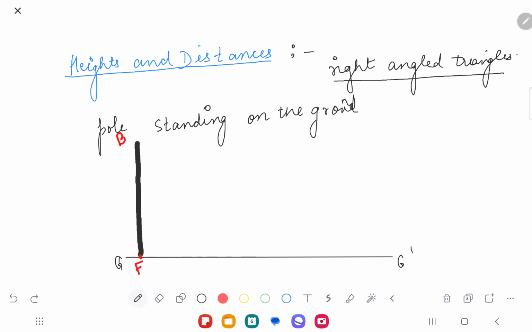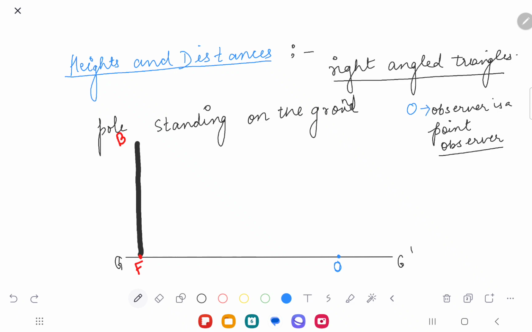Right now it depends where the observer is. Unless and until the question tells me that there is a boy whose height is 1.5 meter or whose height is 1 meter, whatever, till then the observer is a point observer. You understand? And that point observer you will mark on the ground itself. So this point, blue point, shall be my O, where O stands for observer.